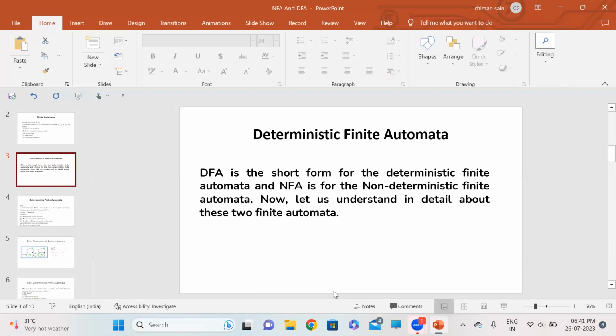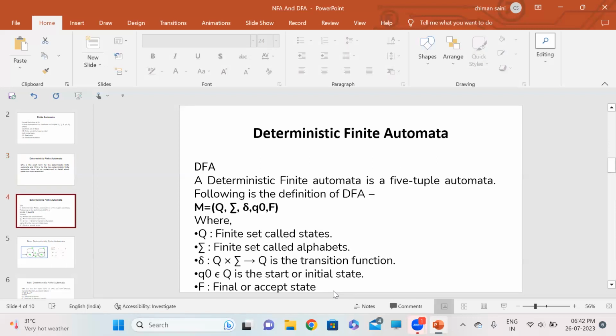So first we will start with the first one, deterministic finite automata. DFA is the short form for deterministic finite automata and NFA for non-deterministic finite automata. Now let us understand in detail. A deterministic finite automata also has 5 tuples, just like the finite automata, because it is one type of finite automata. Again, capital Q means a finite set of states.